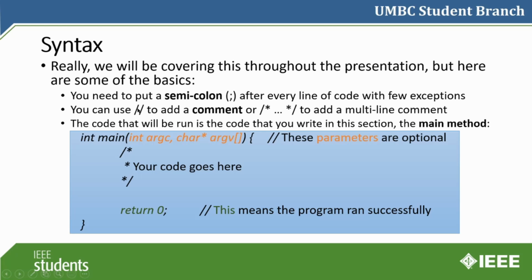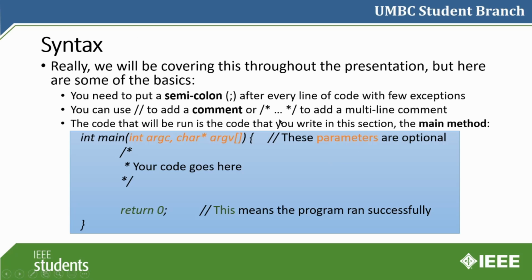You can also use a double forward slash, or this combination of a forward slash and asterisks, to create comments. And then the other main thing to know going into this is this. This is called the main method. Granted, these 2 parameters in here are completely optional and only needed if you want to give your program files to interact with when you call to run it.